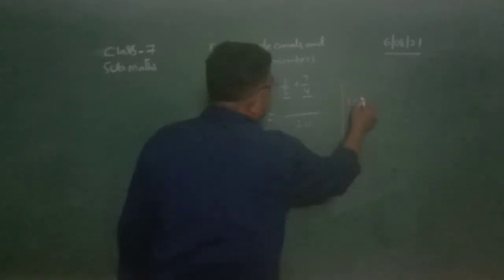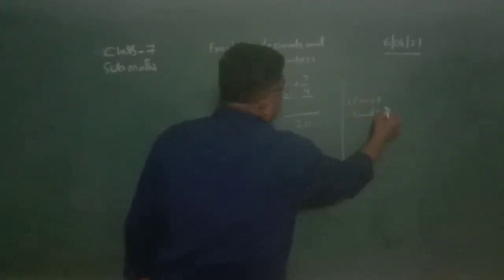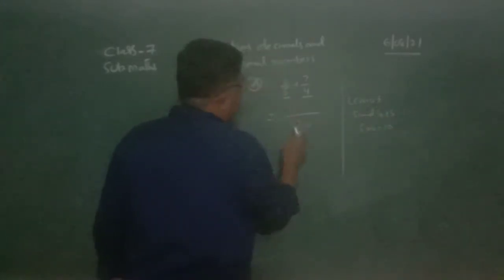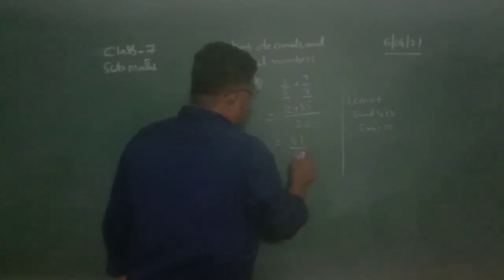LCM of 5 and 4 is 5 into 4, where they are successive numbers, 20. 5 divides 20 4 times, so 4 into 3 is 12. 4 divides 20 5 times, so 5 into 7 is 35. 35 plus 12 is 47 by 20.